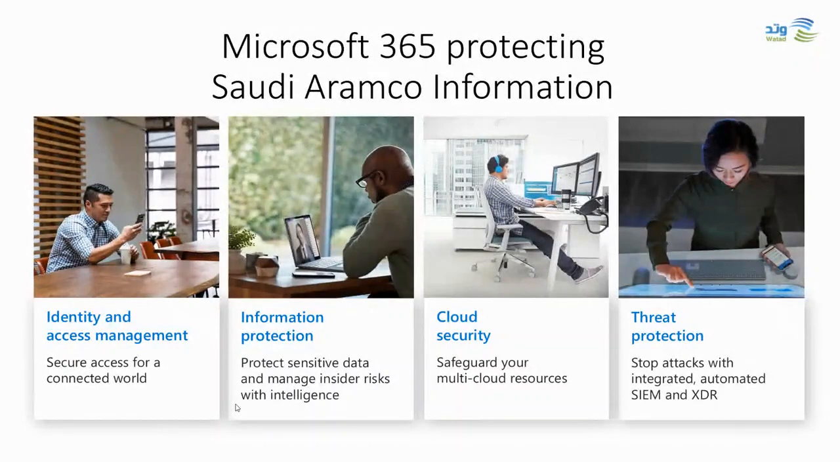And the way we split up the different parts of your environments is in this diagram here. So we look at identity and access management, information protection, cloud security, and also threat protection. Those are the four pillars that we look at when we're controlling access to information and securing information. We're going to start with identity and access management.